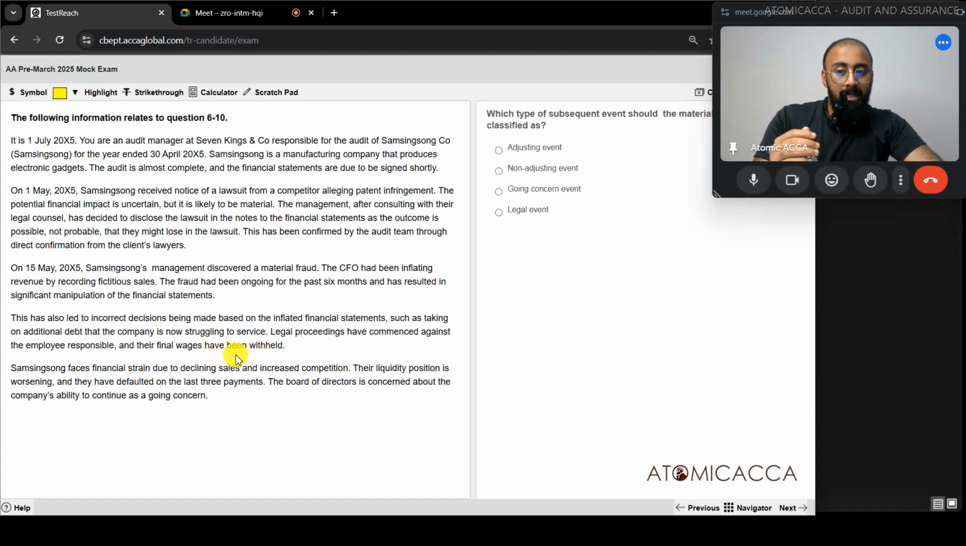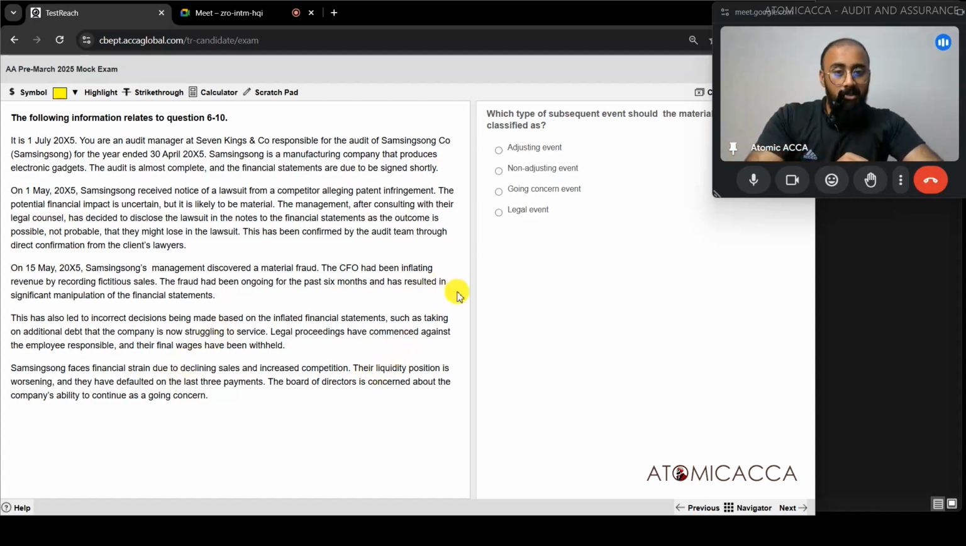Client faces financial strain due to declining sales and increased competition. Their liquidity position is worsening and they have defaulted on the last 3 payments. Defaulted on the last 3 payments means whatever payments they were supposed to clear to the supplier, 3 deadlines have passed and they were not able to clear them. So 3 payments have been defaulted. The board of directors is concerned about the company's ability to continue as a going concern. So survival problems are there. So we understood the case study, what all is there in the different paragraphs.